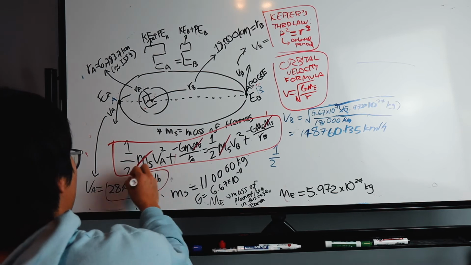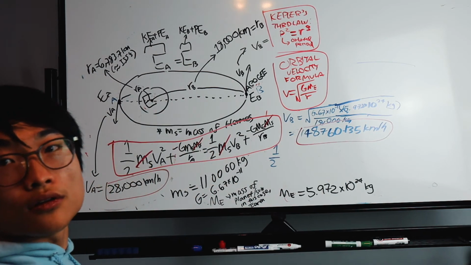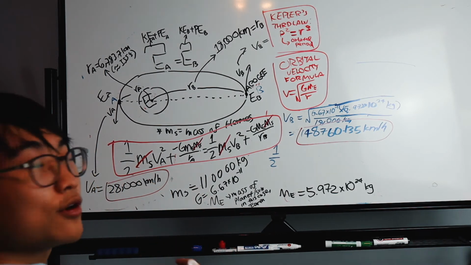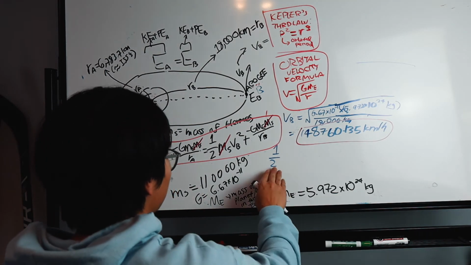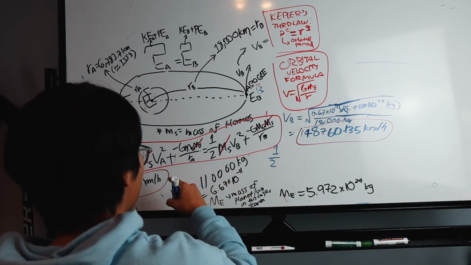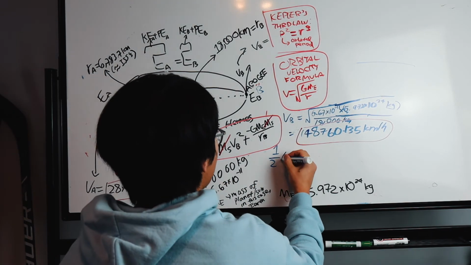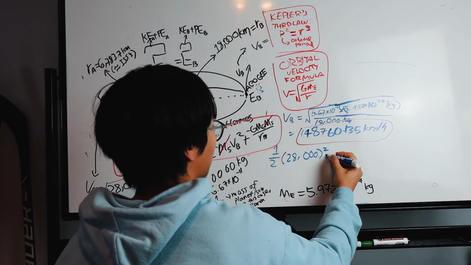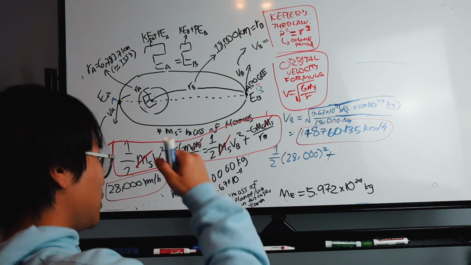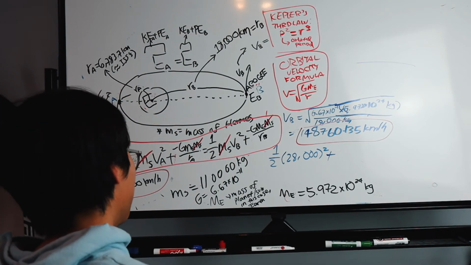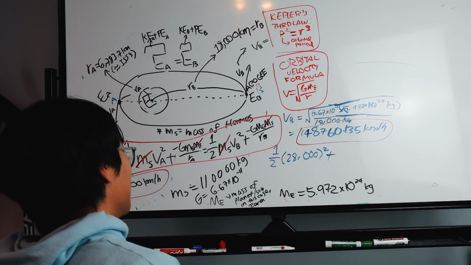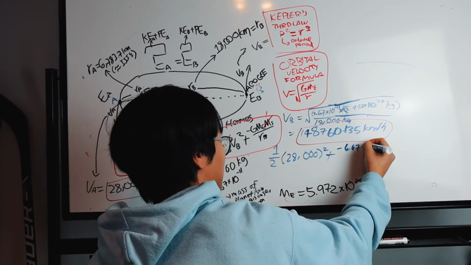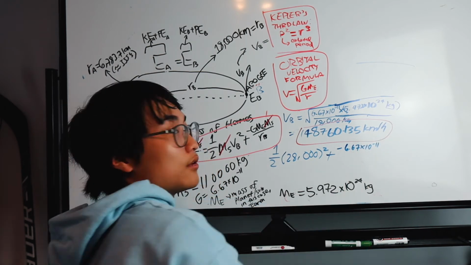So here we got the value of VA, and we got the value of VB. Now we just have to plug in every value inside the equation, which is very simple. We just have to say 1 over 2 VA squared, so we're just going to say 28,000 squared plus the universal gravitational constant times the mass of Earth over RA. The whole thing's going to be a negative number. That's going to be minus 6.67 times 10 to the power of negative 11.